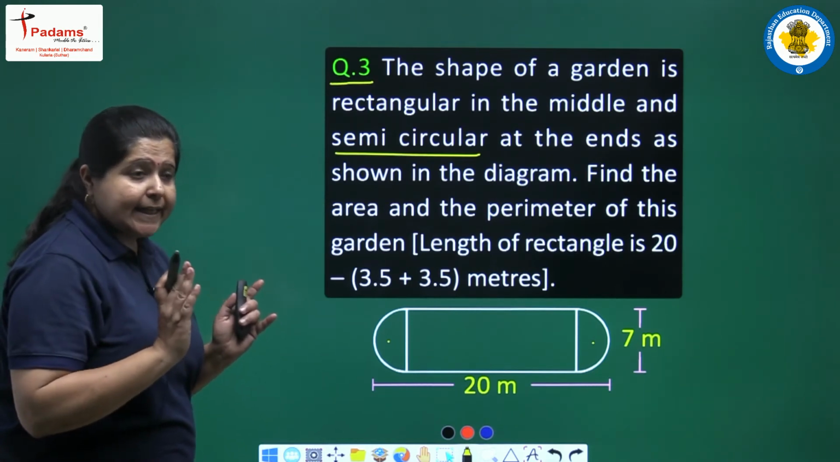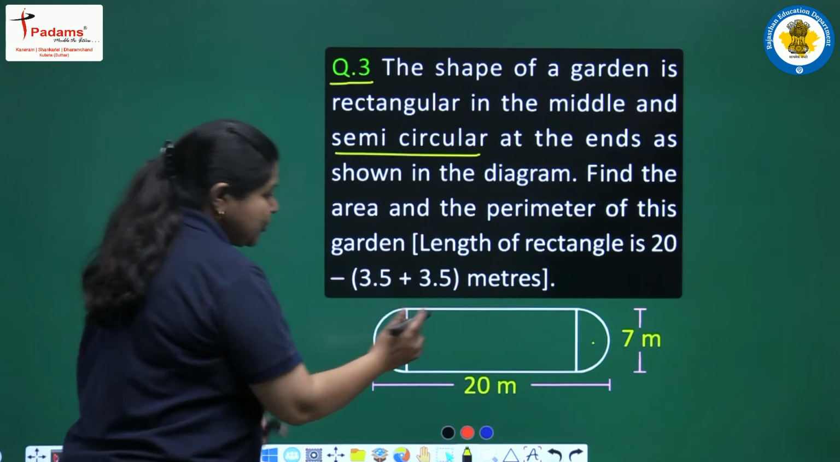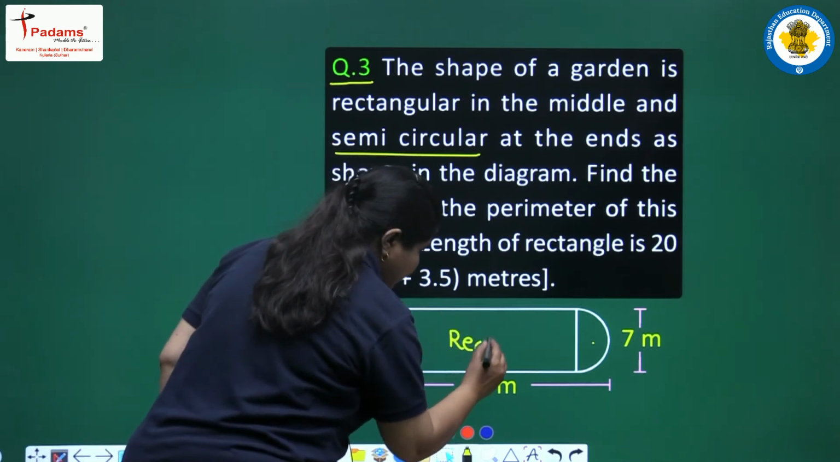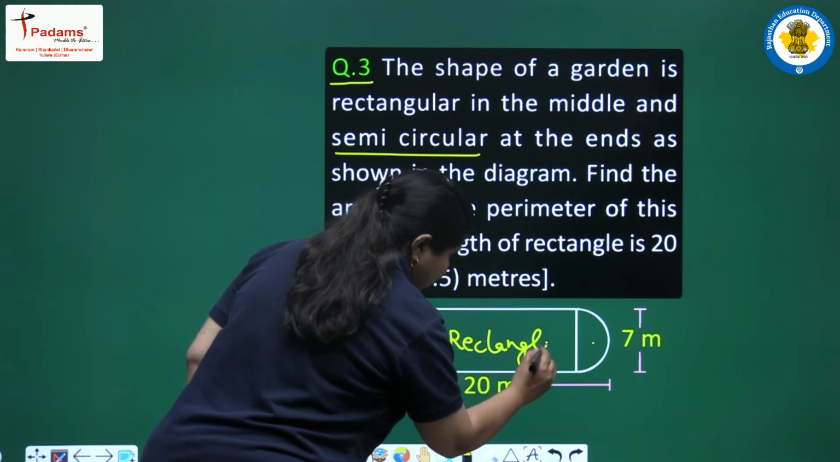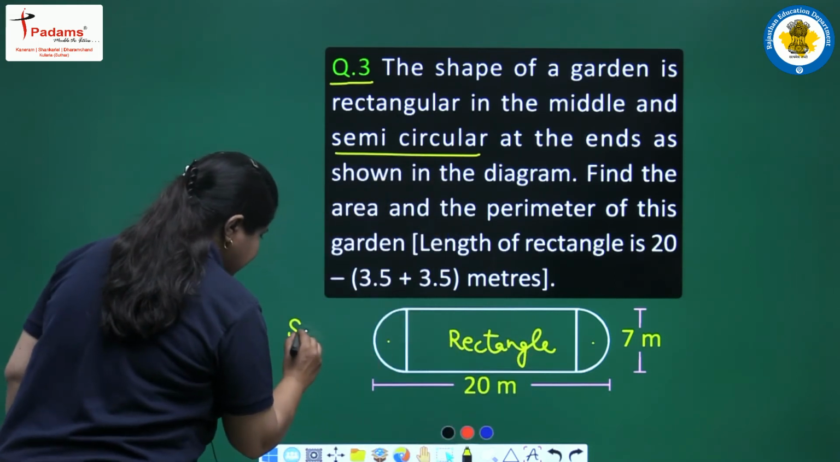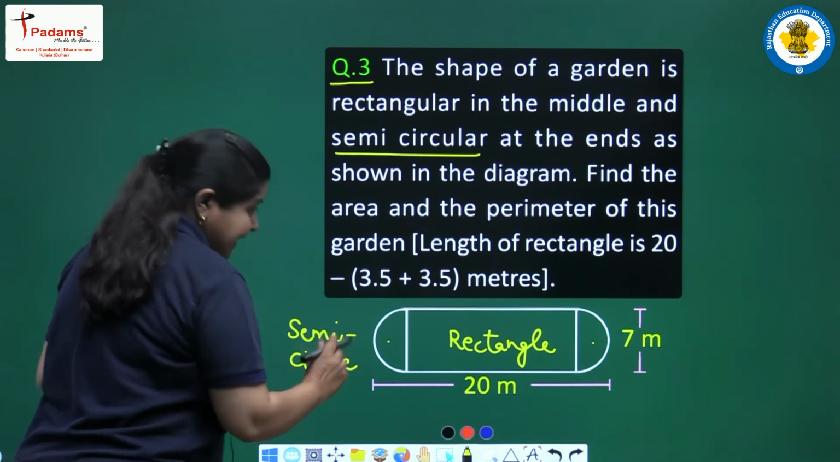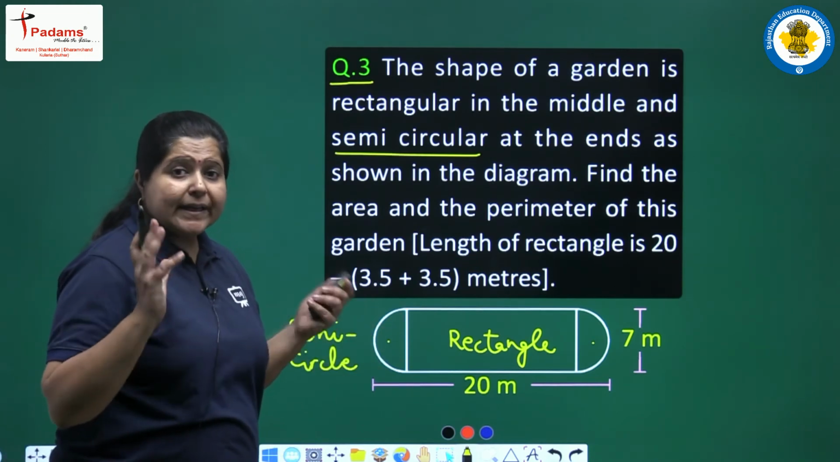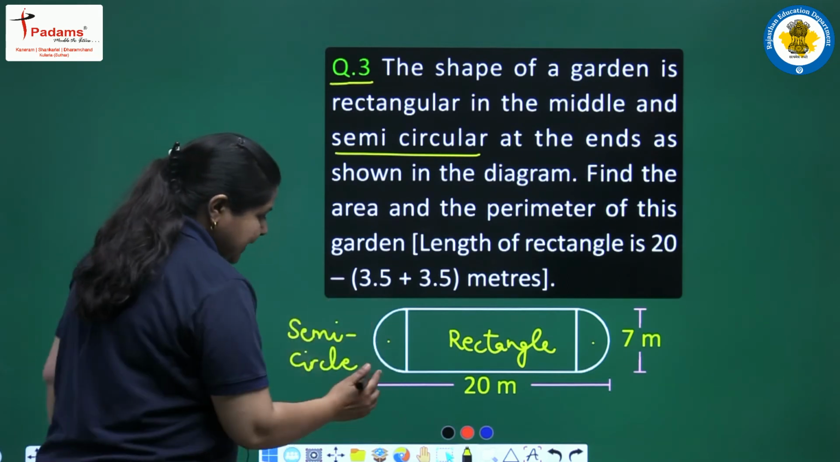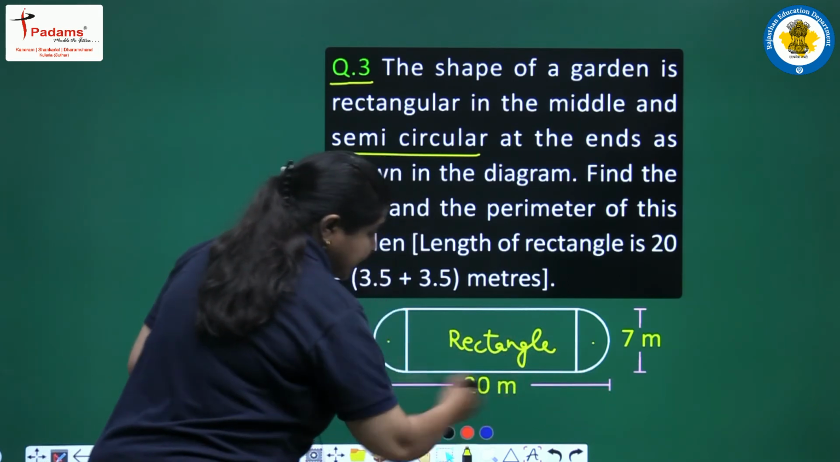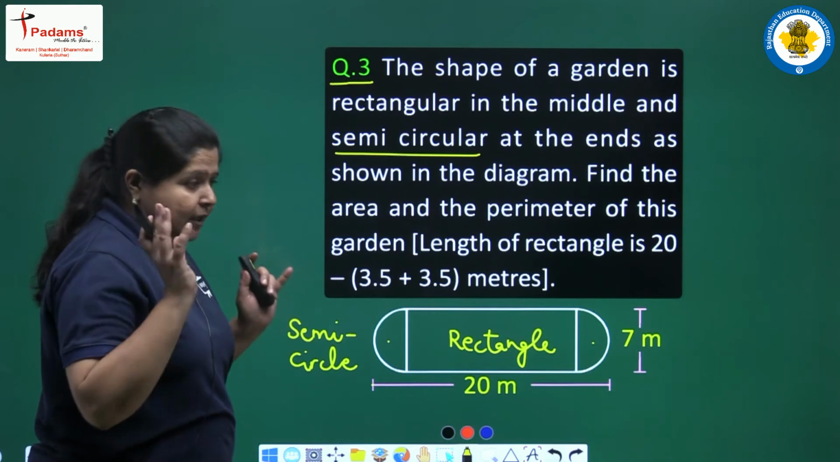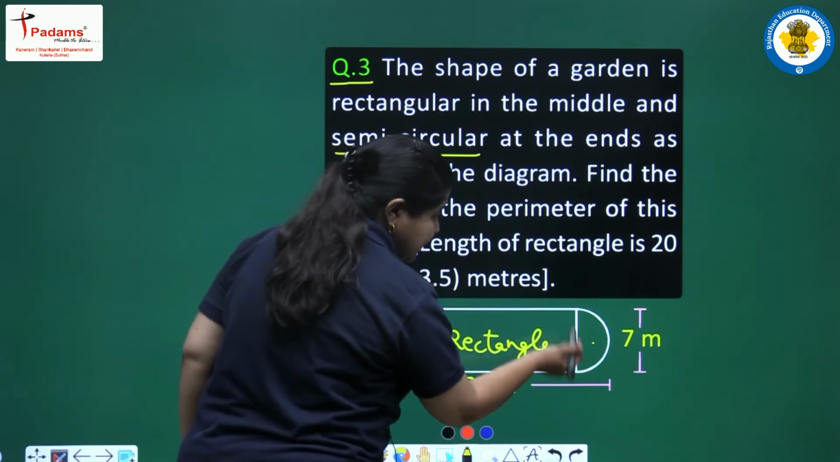एरिया फाइंड आउट करने के लिए हमें दोनों ही फिगर्स, जो यहाँ पर रेक्टेंगल है बीच में और जो साइड में आपके सेमी सर्कल हैं, इनके डायमेंशंस क्लियरली समझने होंगे. डायमेंशंस का मतलब लेंथ ब्रेड्थ जो भी डायमेंशन है वो हमें क्लियरली फाइंड आउट करना होगा. और दिया है कि यहाँ से लेकर एंड तक ये टोटल लेंथ है 20 मीटर्स. तो पहले हम फोकस करते हैं इस सेमी सर्कुलर पार्ट पर.